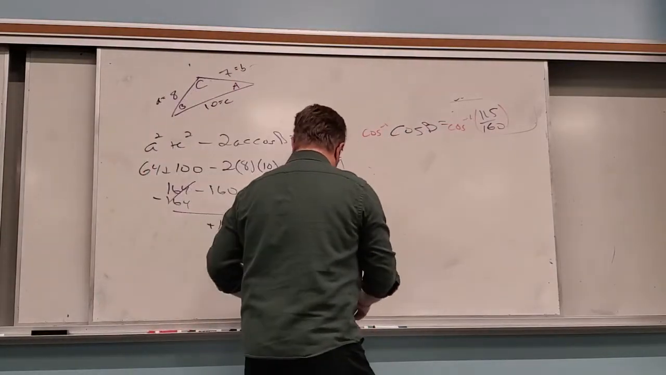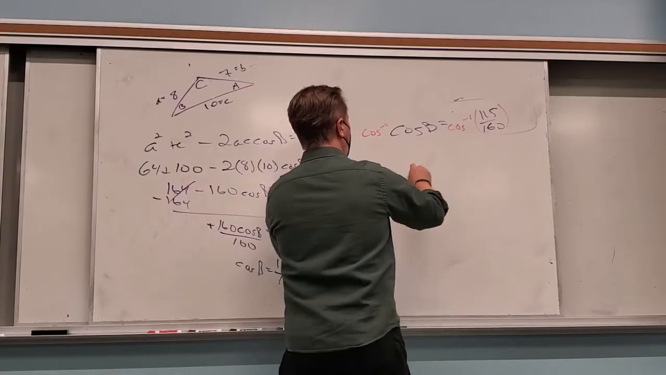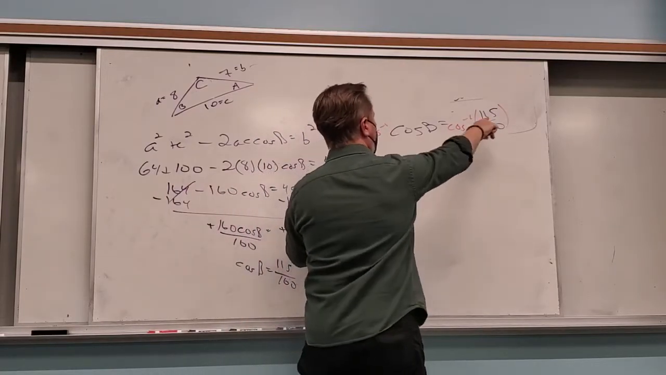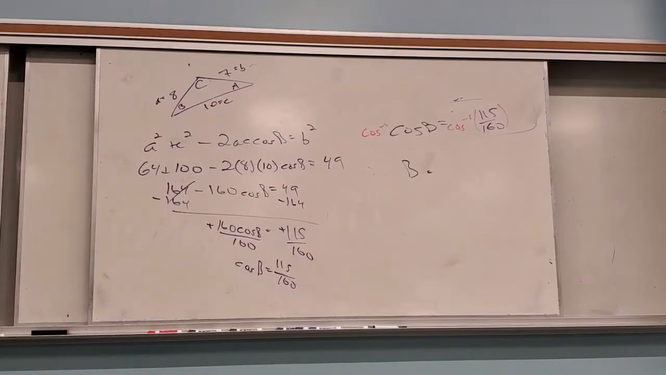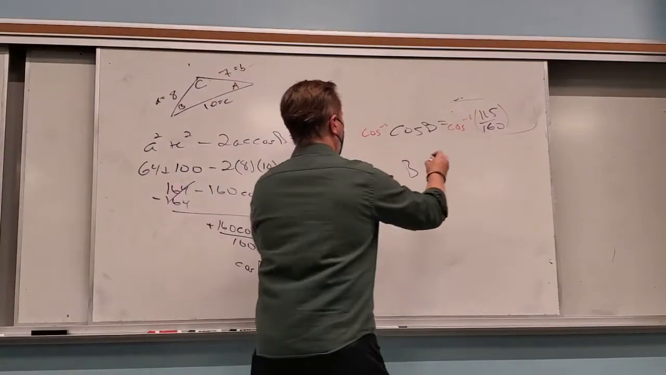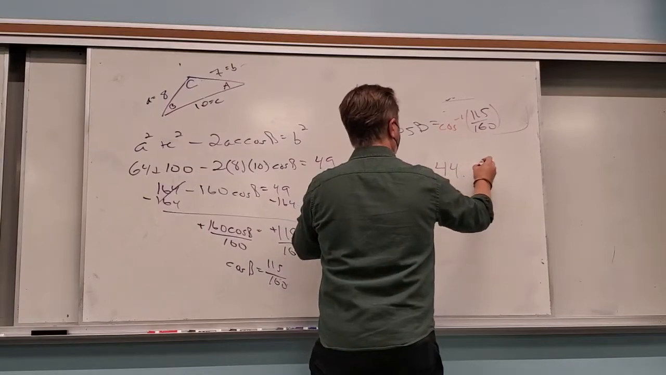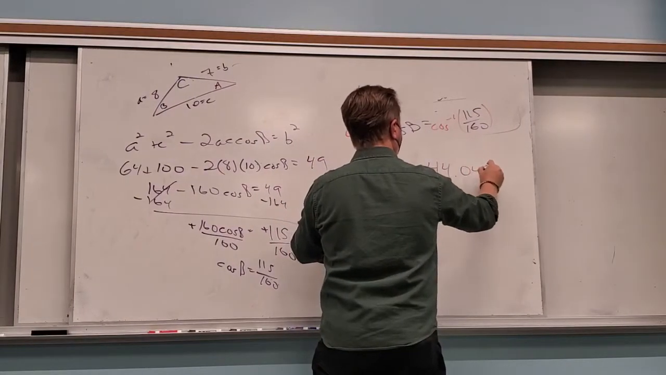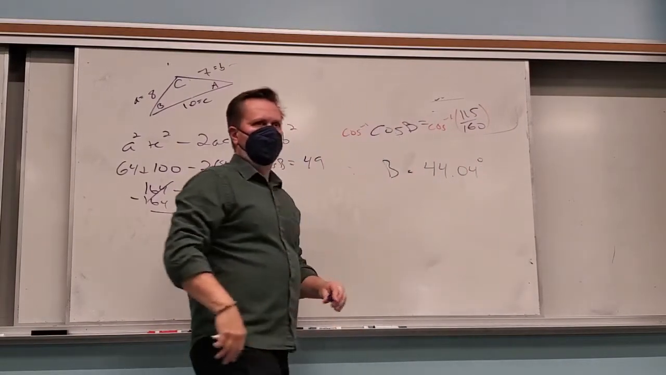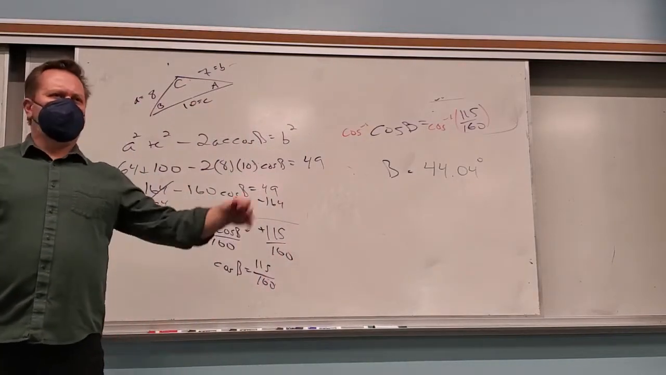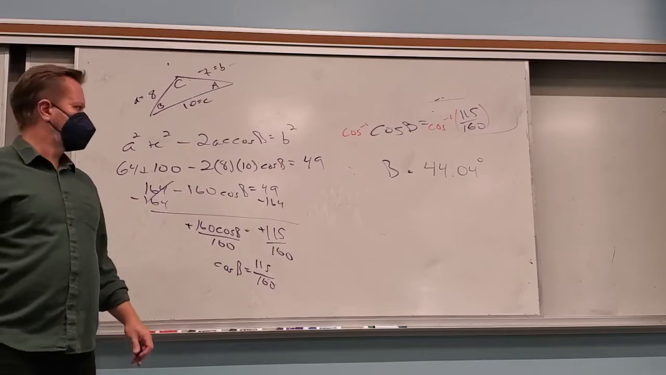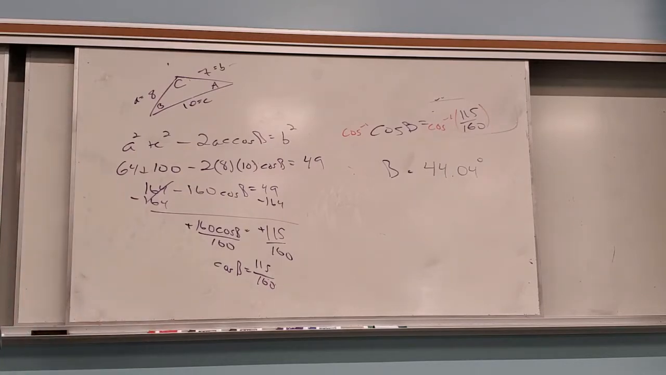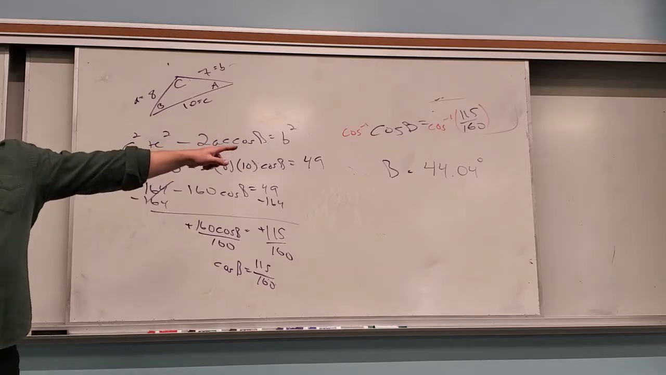What do I get here? Can anyone do that for me? Inverse cosine of 115 over 160? Say it. 44? Yeah, 44.04 stuff? Okay. So I'll tell you what to round to, so you don't go crazy, write all the decimals down. Let's see, does that make sense? That's a relatively small angle, yes?